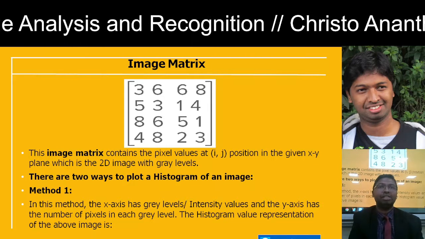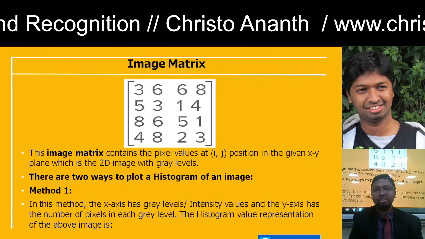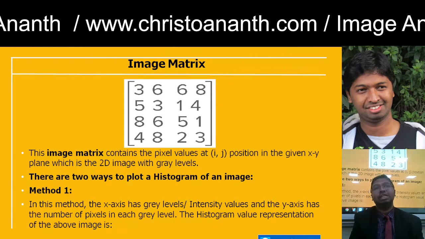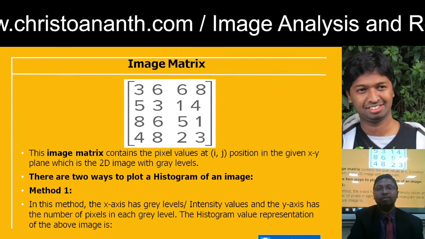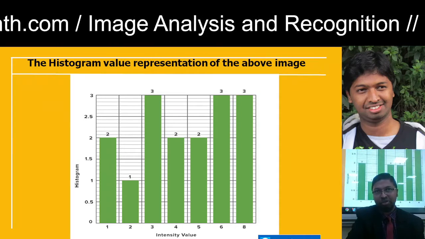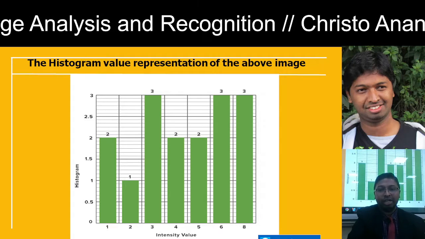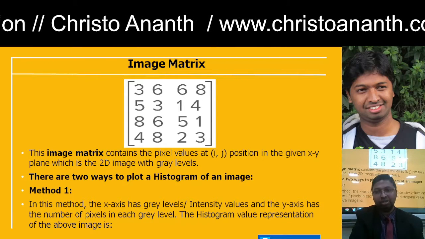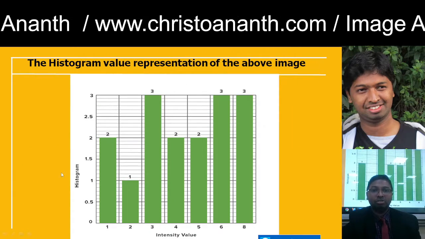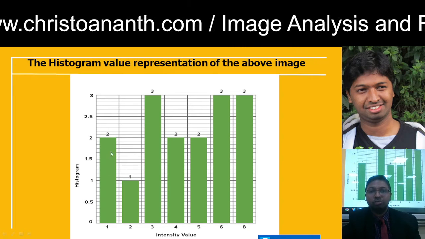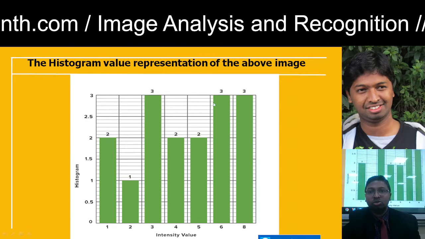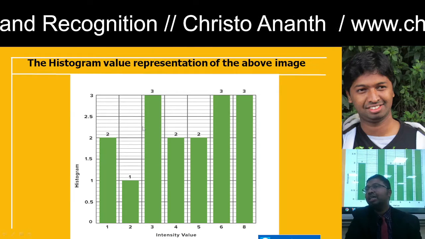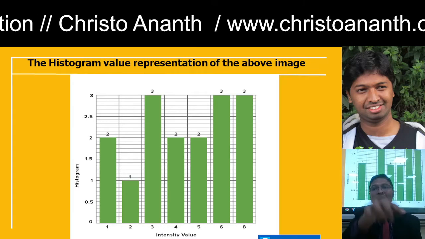You can have the x axis with gray levels or intensity values, and the y axis with the number of pixels in each gray level. You represent it as a graph. Corresponding to this matrix, you have to draw the histogram: histogram versus intensity value. Corresponding to the values 2, 1, 3, 2, 2, 3, 3, accordingly we draw the graph. This is the histogram value representation of the above image.